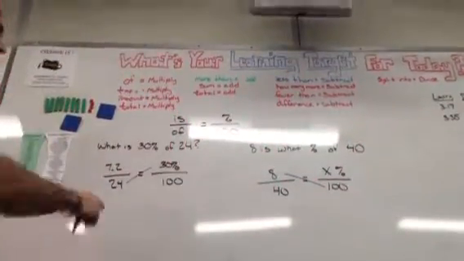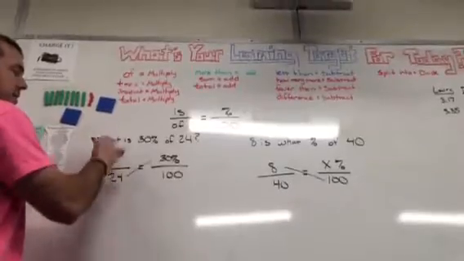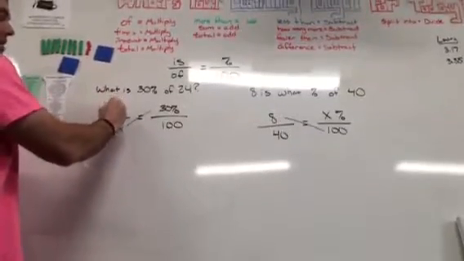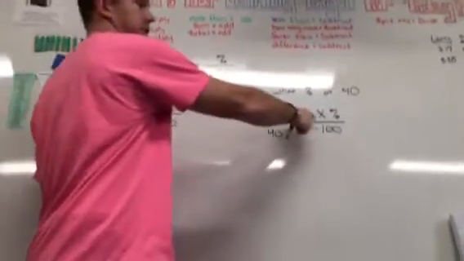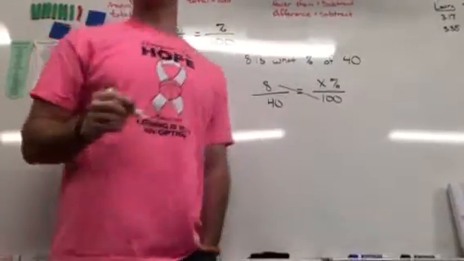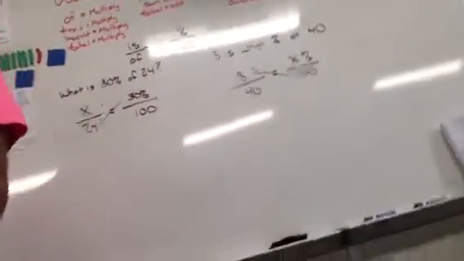Okay, now, there's also another type of problem that we could run into. So in this one, what were we finding? We were finding the is. We didn't know the is. And in this one, we were finding the what? The percentage. So what do you think the third type of problem you could run into is? The of. Yeah, what is the of?